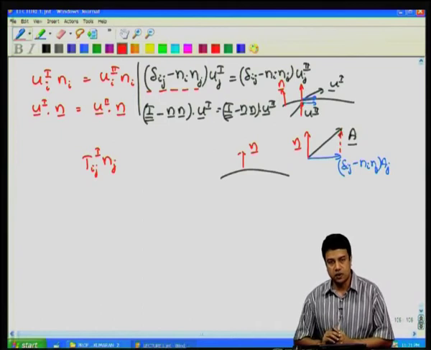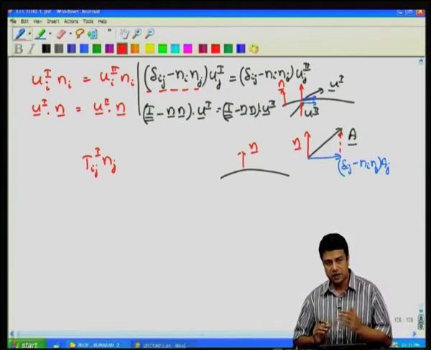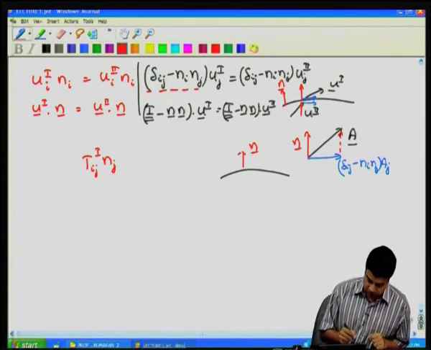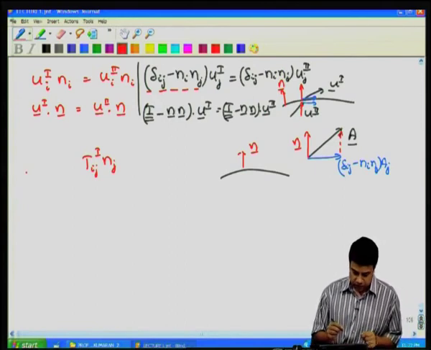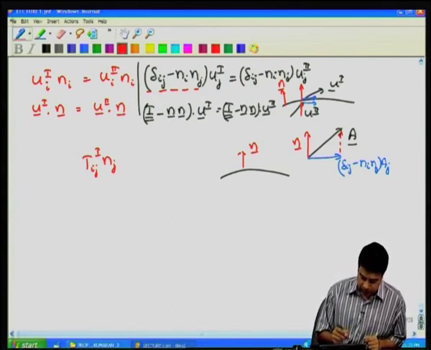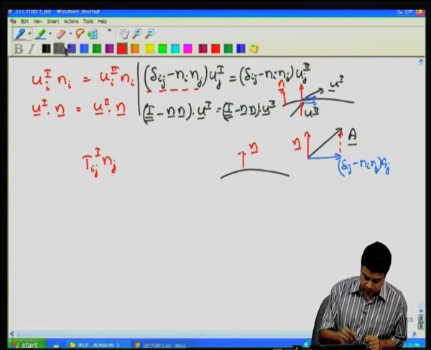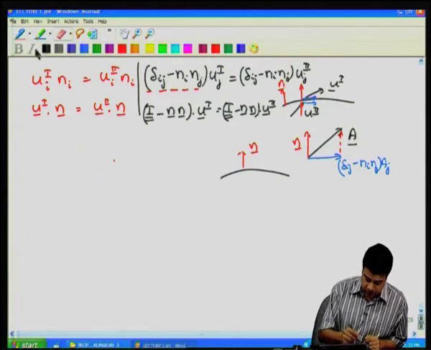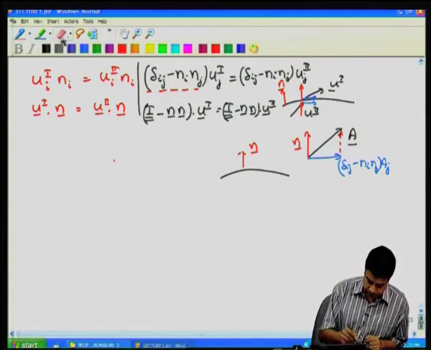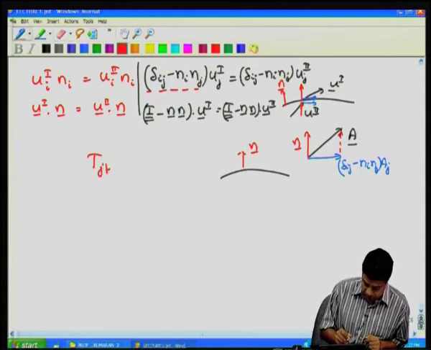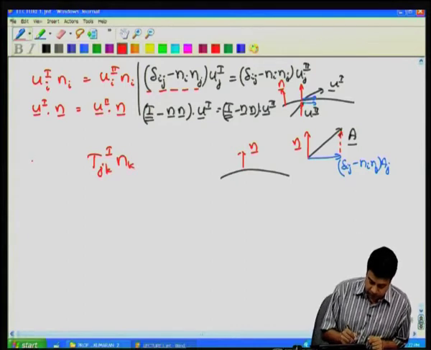The tangential component of this I get by just multiplying it by the transverse projection operator. I should have some other symbol here when I use the transverse projection operator. So, I will write this as T_jk^1 n_k into the transverse projection operator, which is delta_ij minus n_i n_j.